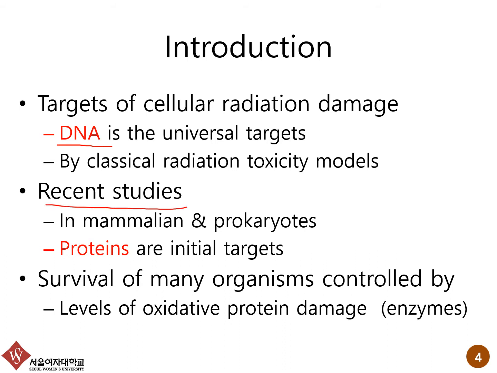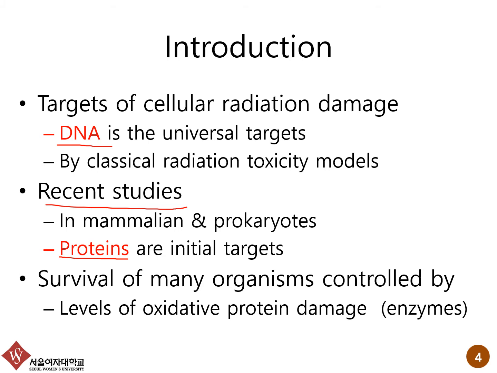But recent studies in mammalian cells and prokaryotes have found that proteins are the initial target of the radiation. When radiation affects the cell, even a mammalian cell or a prokaryotic cell, the proteins are oxidized first, which causes damage to the whole cell and also leads to cell death. We have used several organisms, especially several different kinds of bacteria, to study how radiation causes cellular damage.